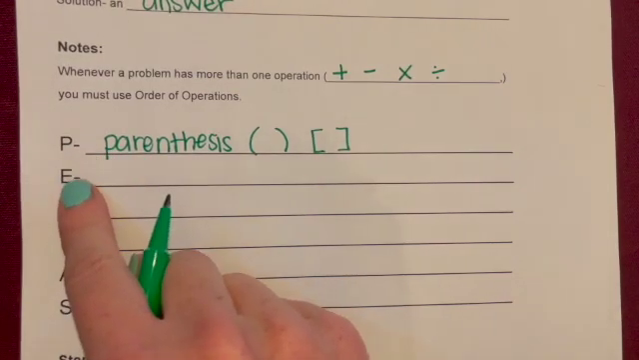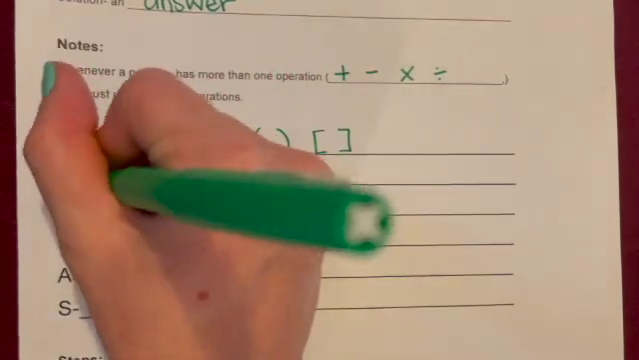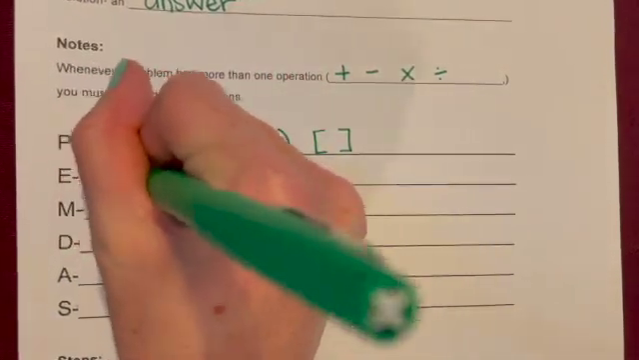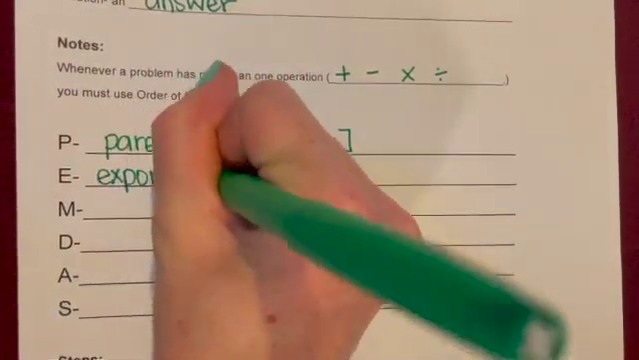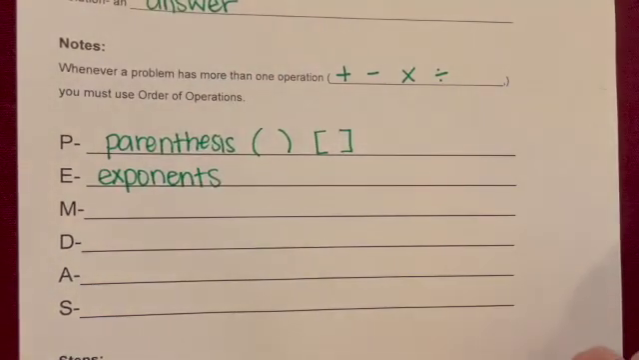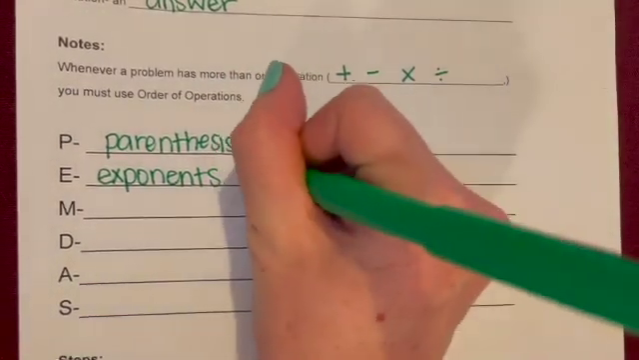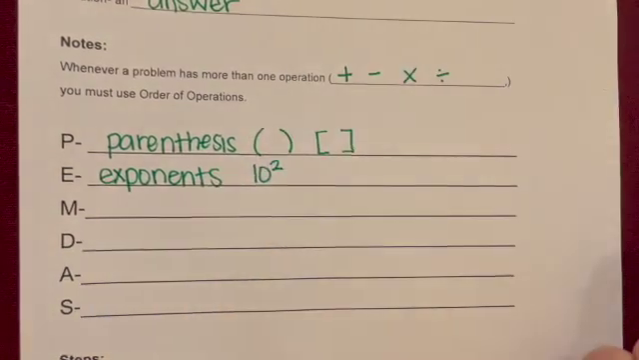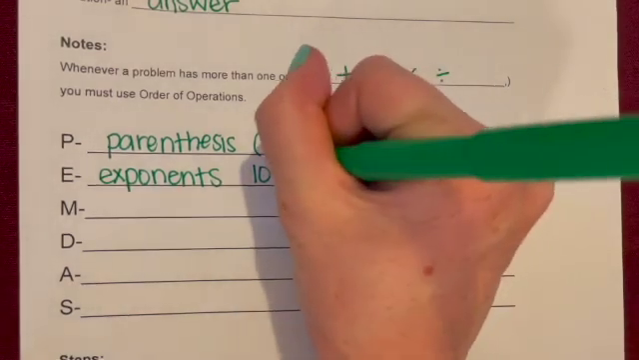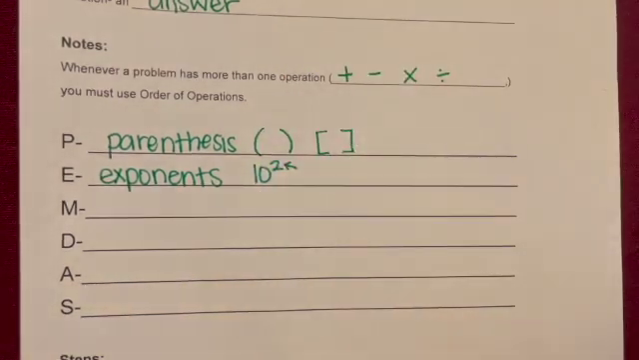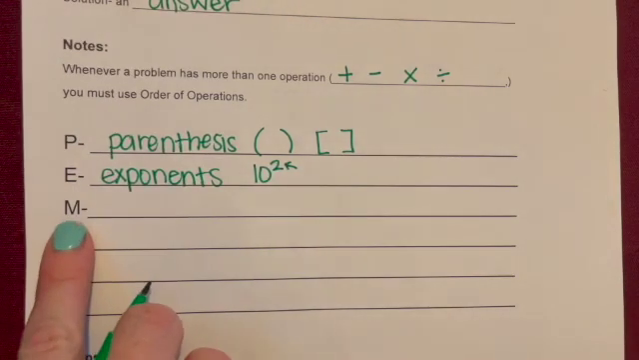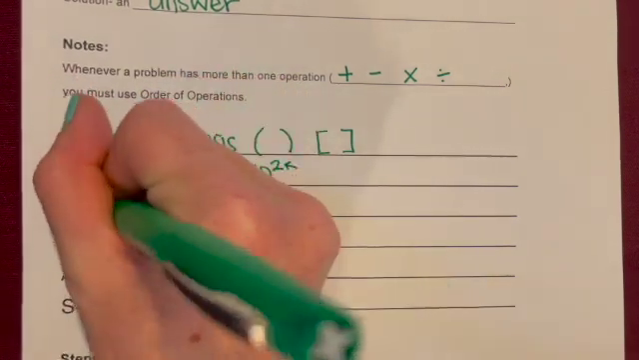Next step that we would do would be E, exponents. And again, we saw exponents last unit when we had 10 to the second power, 10 to the fourth power, 10 to the third power. Again, that little number, that is our exponent. Our next order of operations that we would use is M for multiplication.